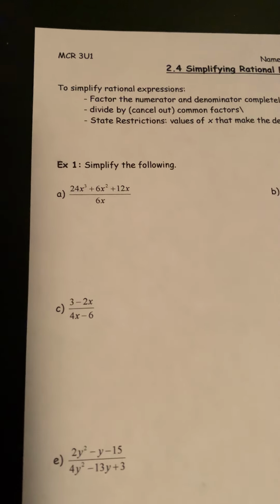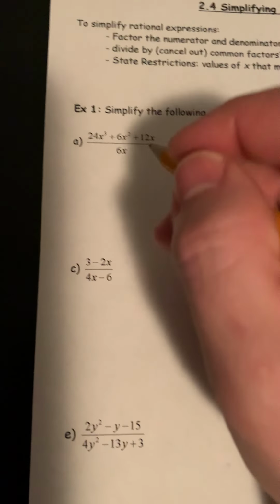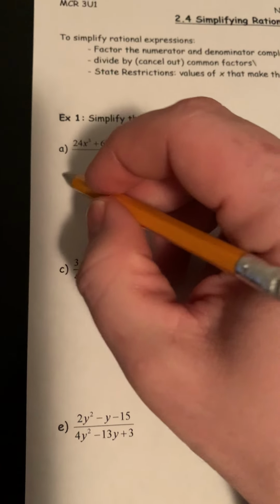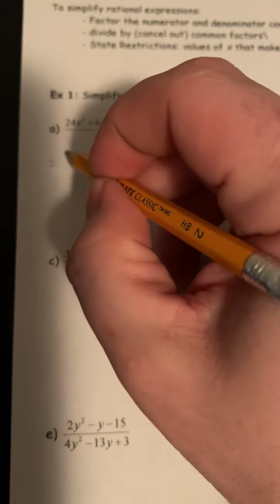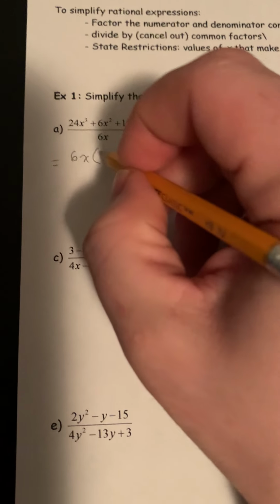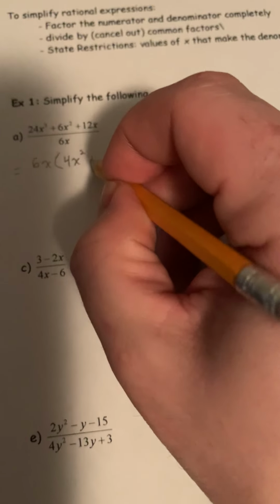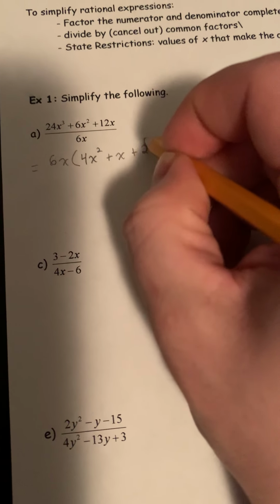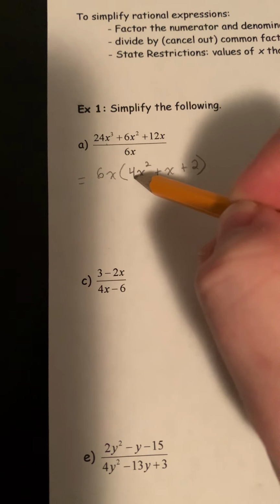All right, so number one. So let's factor out the first one. So, okay, we look for a common factor first. Looking at the equation, we could factor out a common factor, which would be 6x. When we factor out a 6x, we're left with 4x squared plus x plus 2. Okay, so 24 divided by 6 is 4.